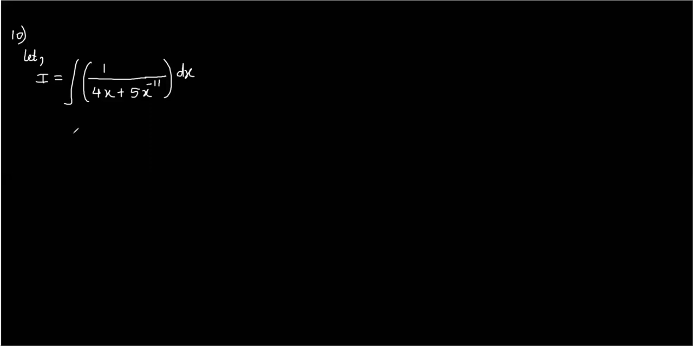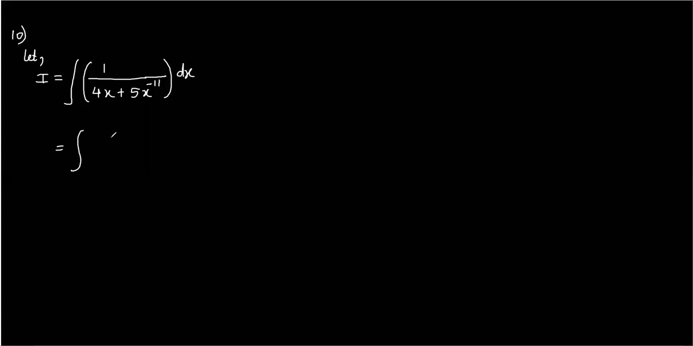So students, now having done question number 8 by two methods, we'll go for the 10th one. I write let I equals the integral of 1 over (4x plus 5 times x raised to negative 11) dx. Okay, so I want you all to try this. Pause the video here and try this, and come back after you have solved. Okay, I hope you all must have done it. See, how do we solve this?